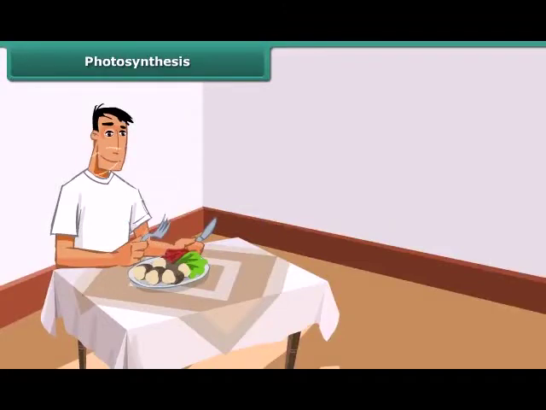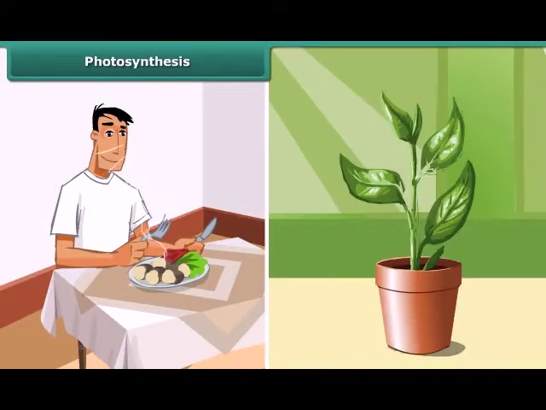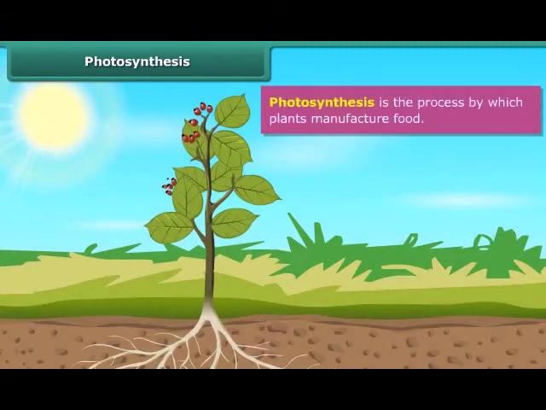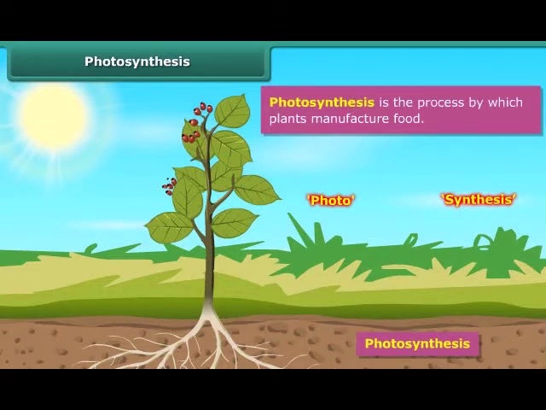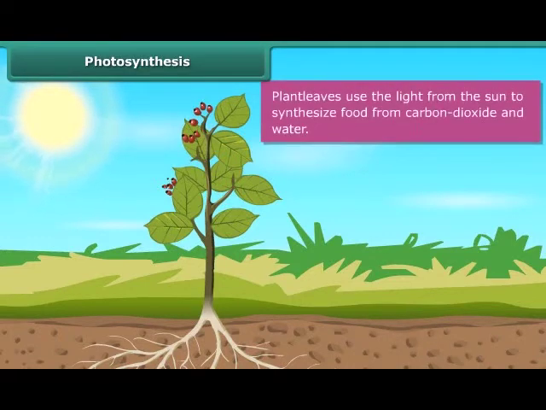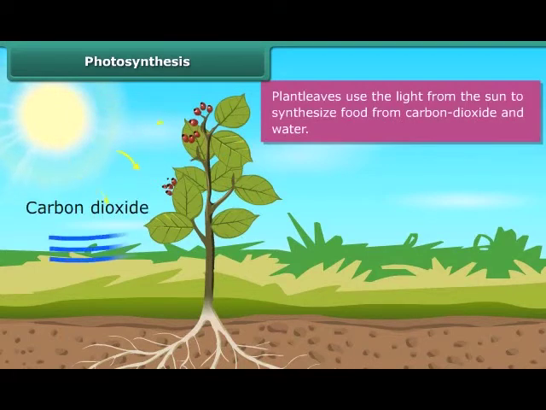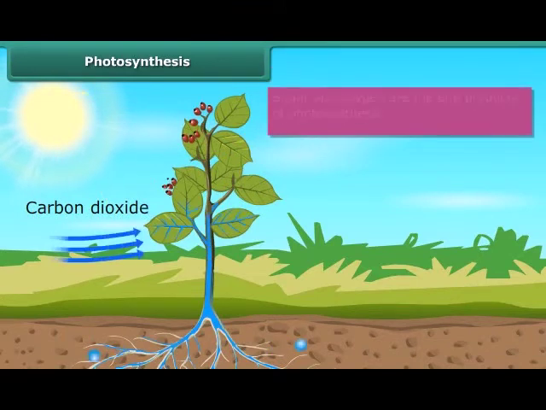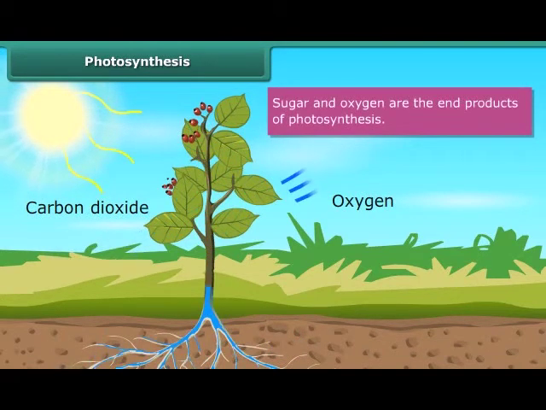Just as human beings need food to survive, plants also require food to live. Photosynthesis is the process by which plants manufacture food. The word photosynthesis is derived from two words, photo, which means light, and synthesis, which means preparation. Thus, the word photosynthesis means producing with the help of light. In this process, plant leaves use the light from the sun to synthesize food from carbon dioxide and water. Sugar and oxygen are the end products of photosynthesis.